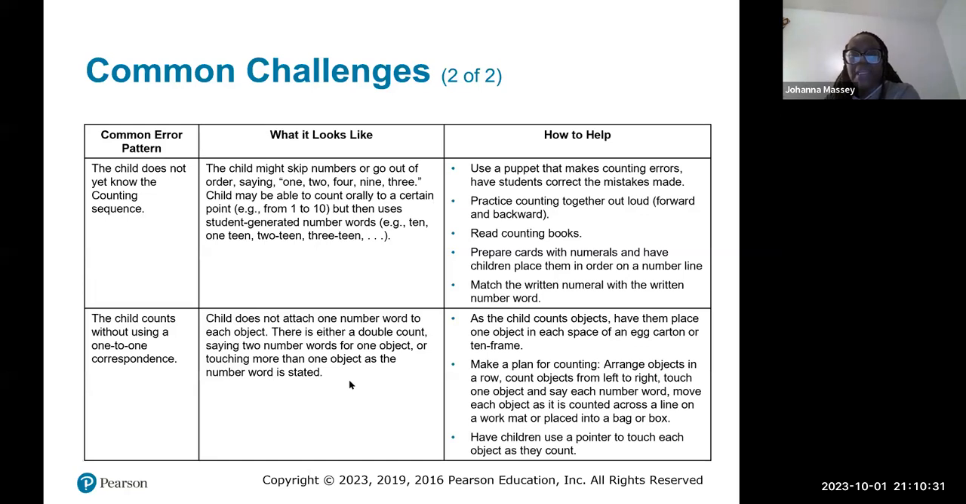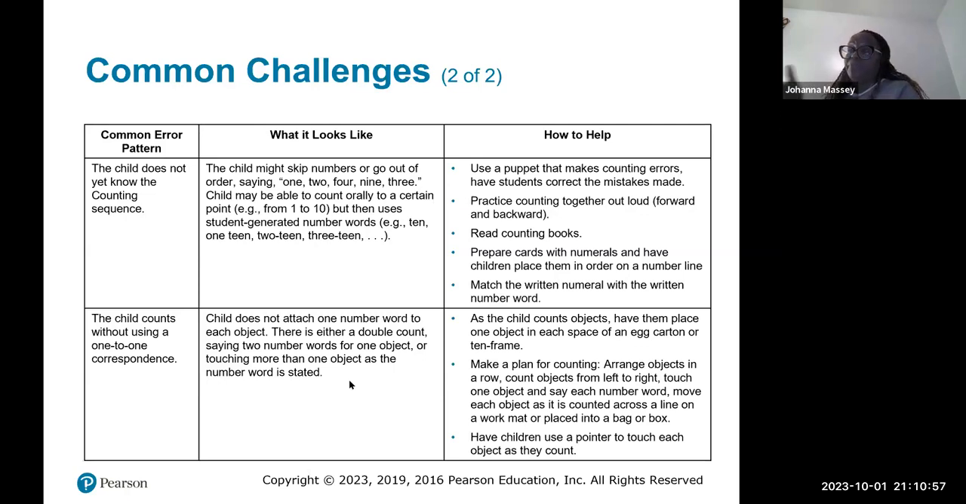Use a puppet that makes counting errors, right? I don't know what Jonah did with my bear, but I was going to do something like that. Have the puppet make counting errors, and then have the student correct it, or practice counting together out loud. Let's do it together. 1, 2, 3, 4. Right.